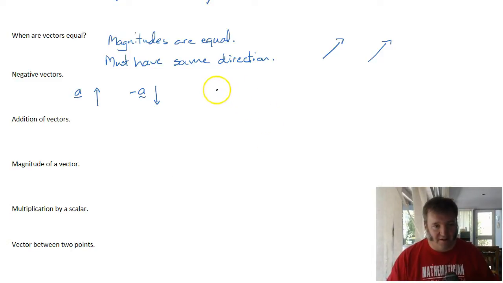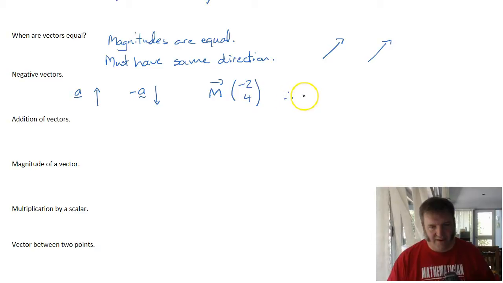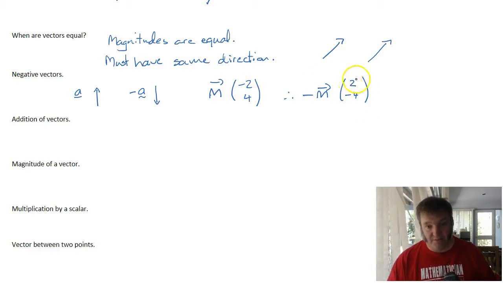Again, if I had vector, let's not use j, let's make it something different. Vector capital M. And vector capital M, this time I gave you as a component vector, -2, 4. Well, therefore, negative vector M is going to be 2, -4. The negative of the vector just means I would make the components negative. That would work the same way.